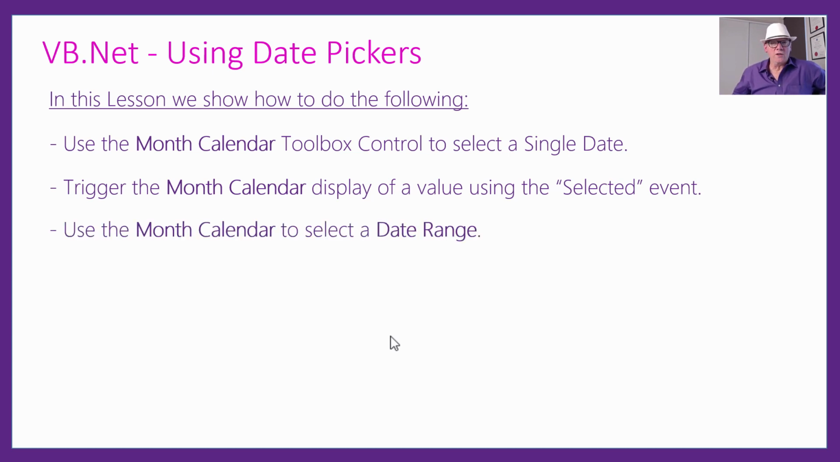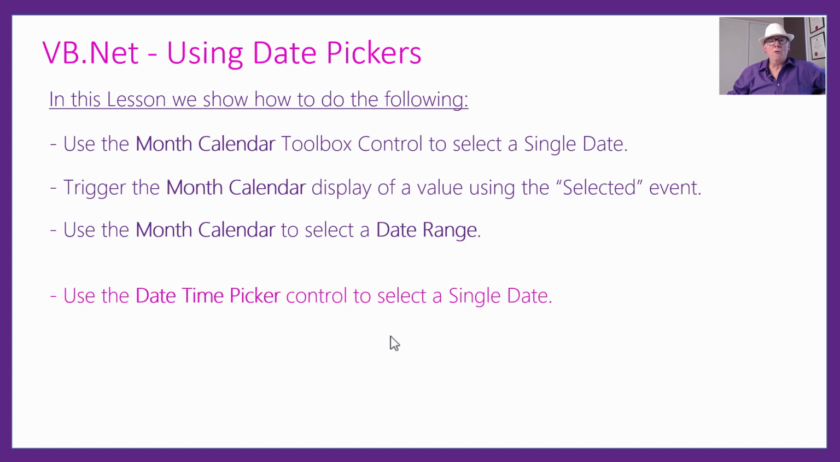And then we'll show you how you can use the month calendar tool to actually choose a date range rather than one date. So you can choose a range which will have a start date and an end date in it. Then we'll move across to the date time picker, show you how you select a single date with that.